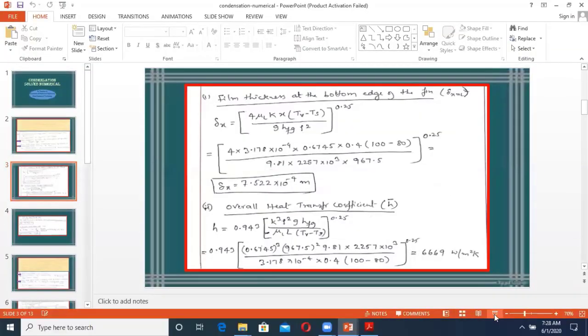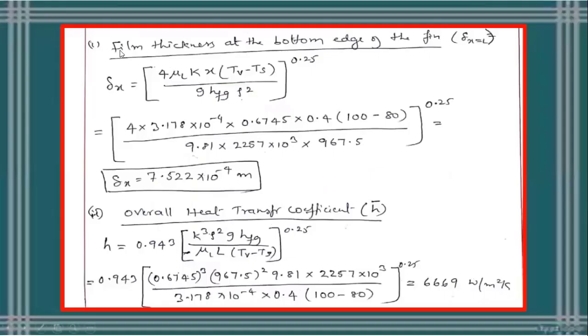Now, let us go back to the problem. Here we need to find out the film thickness at the bottom of the fin. So delta x is equal to the formula. At the bottom of the fin, x, we have to put the length L. L is 40 centimeter, that is 0.4 meter.